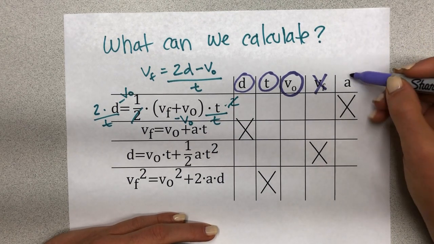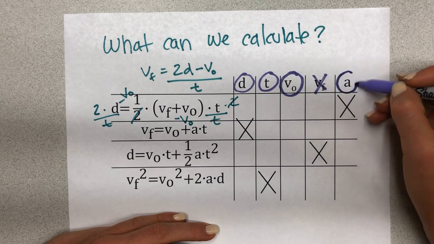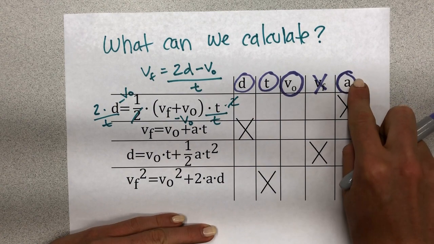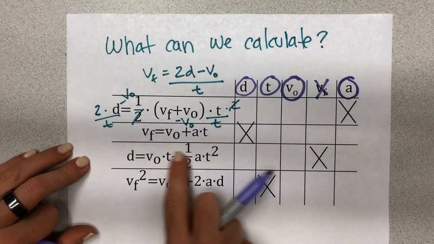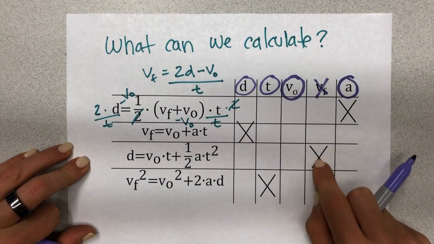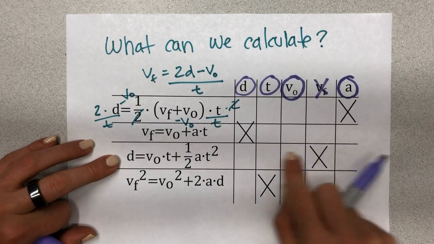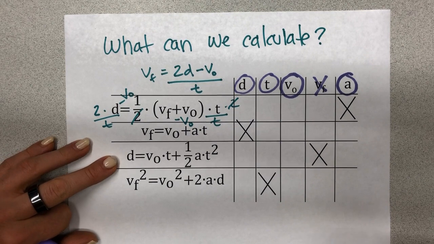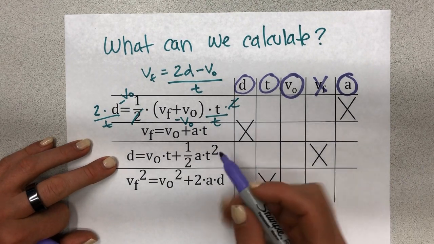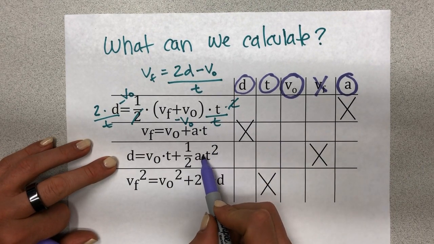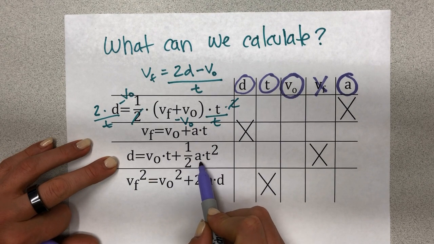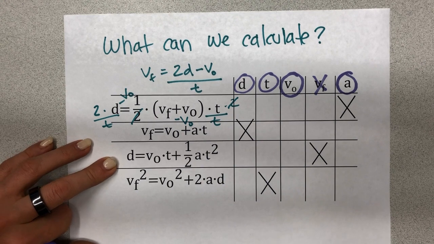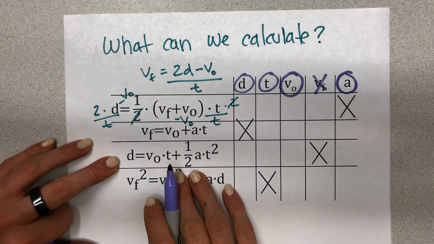Now I want to figure out what the acceleration is. So I have to pick the equation down here that has these 4 variables. That's going to be this equation right here. We do not have velocity final in this equation, so we're going to select this equation. All right, so pause the video again. You are going to get acceleration by itself.